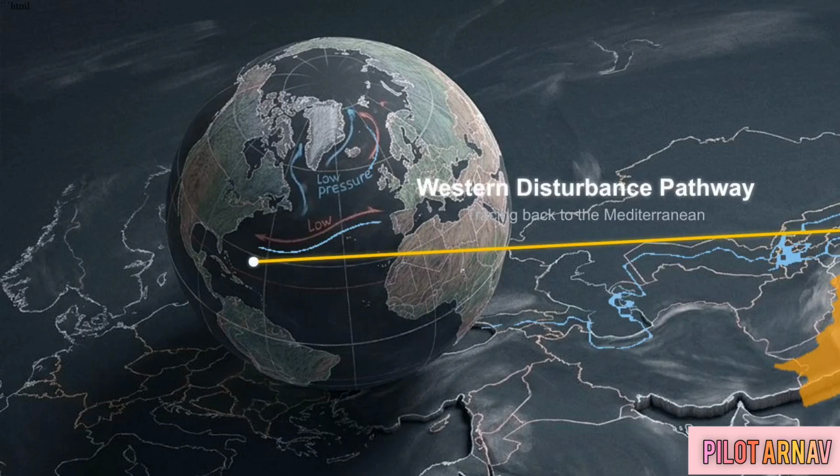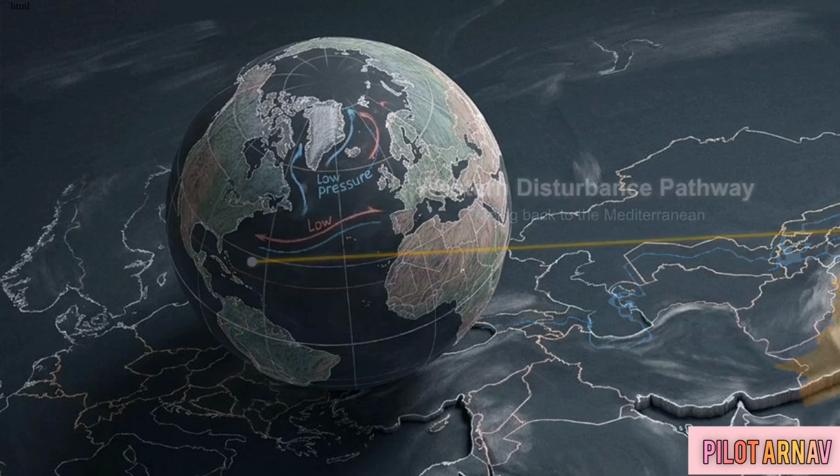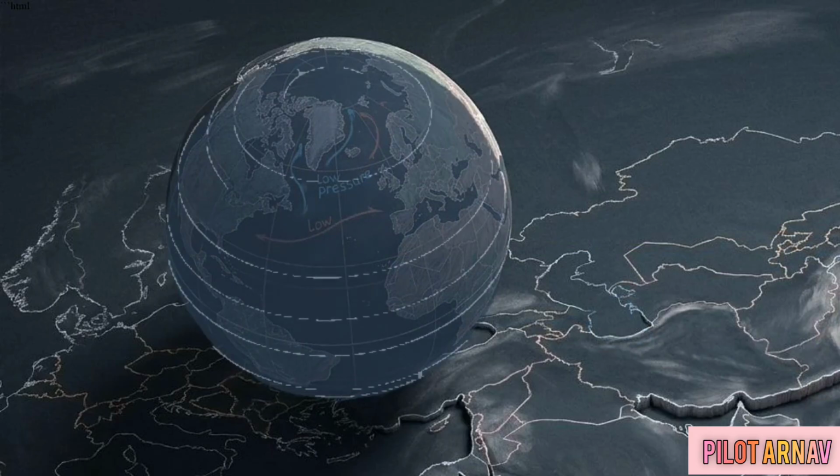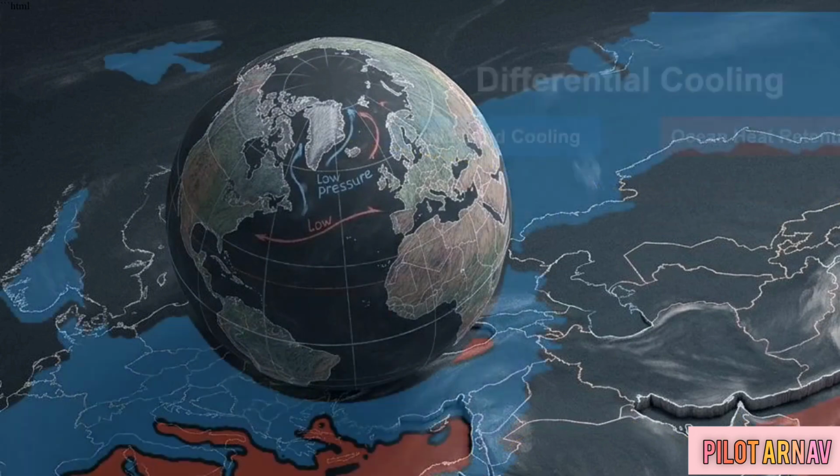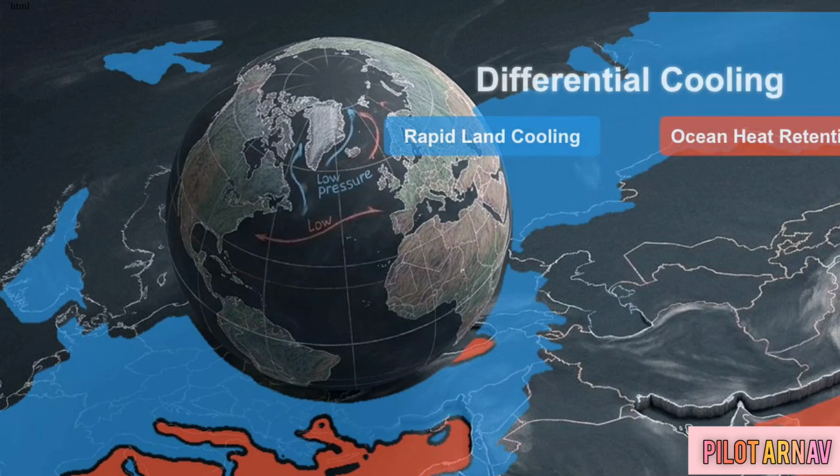Planetary air movement begins with Earth's axial tilt. As it orbits the sun, this tilt dictates how solar radiation hits the surface, driving seasonal heating. This interacts with atmospheric thermodynamics. Solid land masses heat up and cool down much faster than large bodies of water.